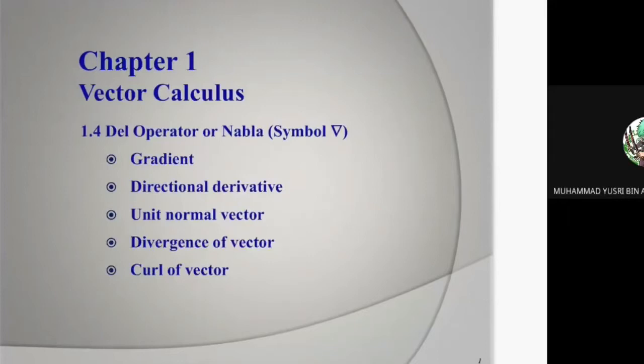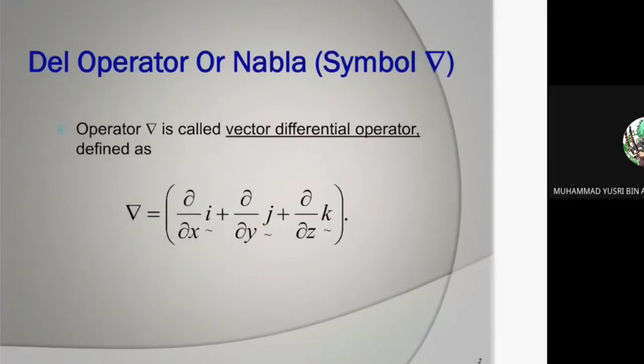Chapter 1.4, del operator or Nabla. What is the del operator? This is the symbol of Nabla or del operator, the downward triangle. This is different from triangle. Triangle means the increment. So the downward triangle means the del operator.